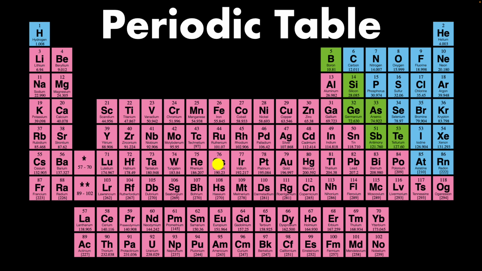So look, the periodic table is much more than a chart. It's a map that helps us understand how the building blocks of matter behave. And once you know how to read it, you can begin to predict the chemistry of the world around you.